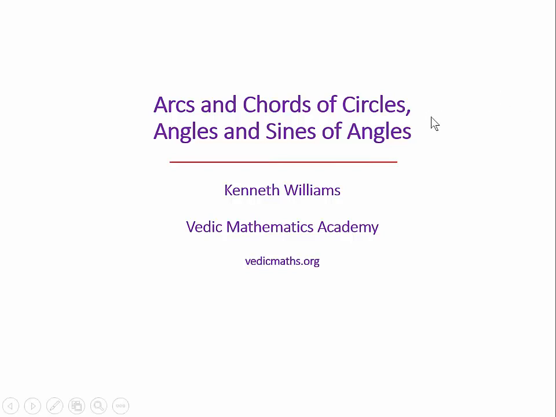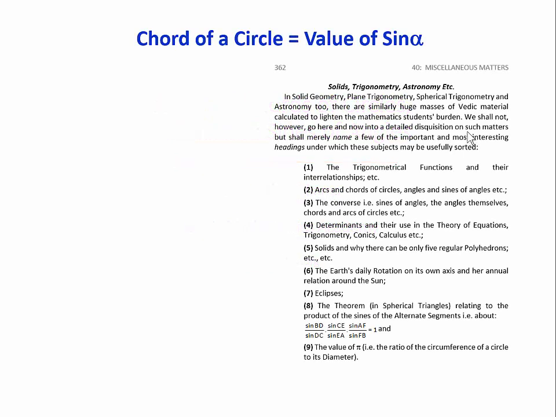Arcs and chords of circles, angles and sines of angles. This is a quote from Sri Bharati Krishna Tirthaji's book, Vedic Mathematics, and it comes from page 362, and these are the relevant items. Arcs and chords of circles, angles and sines of angles, etc. The converse, i.e. sines of angles, the angles themselves, chords and arcs of circles.